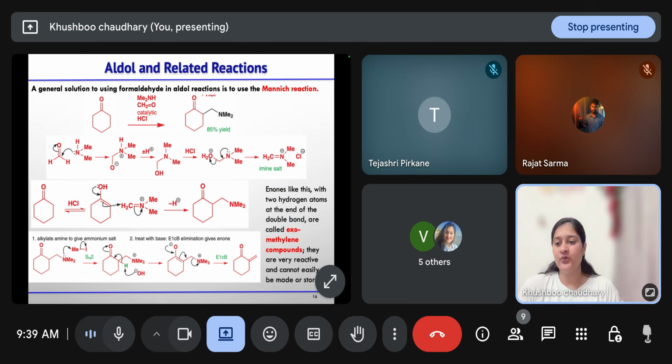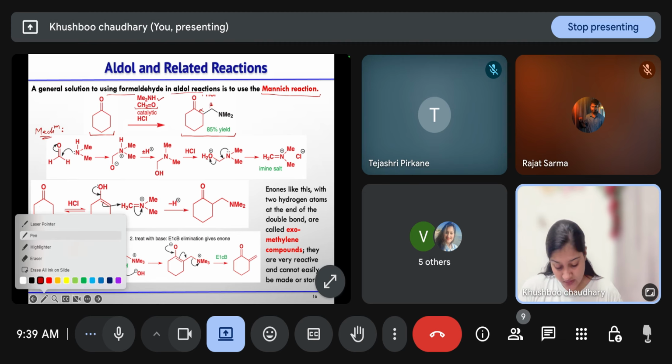Then how will we deal with this formaldehyde problem? The general solution to using formaldehyde in an aldol reaction is to use the Mannich reaction. In the Mannich reaction, we have a ketone and we treat it with formaldehyde in the presence of an amine and a catalytic amount of acid. So we will get these alpha beta amino ketones. Now the mechanism of this reaction will be as follows.